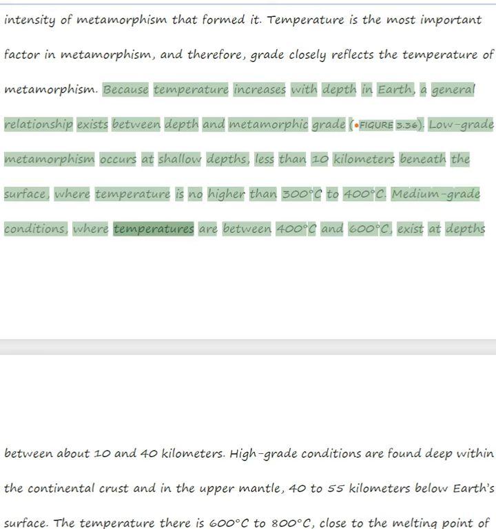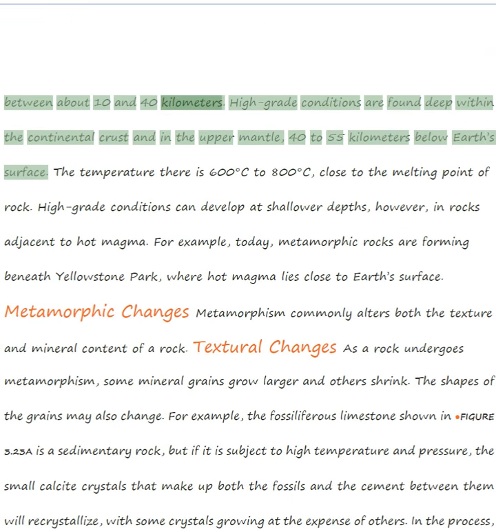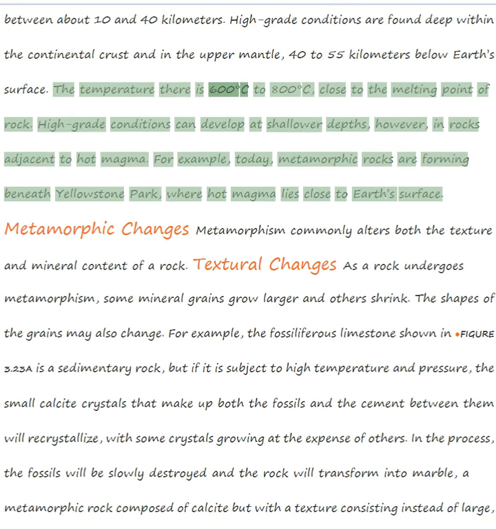Medium-grade conditions, where temperatures are between 400 degrees Celsius and 600 degrees Celsius, exist at depths between about 10 and 40 kilometers. High-grade conditions are found deep within the continental crust and in the upper mantle, 40 to 55 kilometers below Earth's surface. The temperature there is 600 degrees Celsius to 800 degrees Celsius, close to the melting point of rock. High-grade conditions can develop at shallower depths, however, in rocks adjacent to hot magma. For example, today, metamorphic rocks are forming beneath Yellowstone Park, where hot magma lies close to Earth's surface.